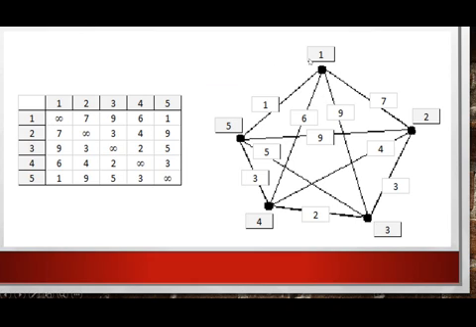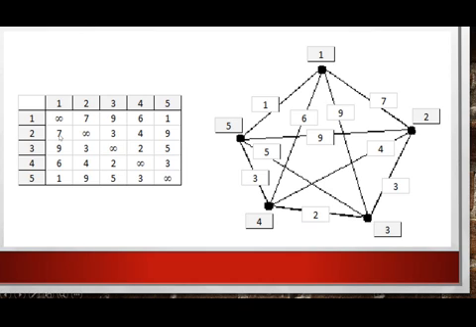Okay. So 1 to 1 will be infinity. From 1 to 2, what is the cost? 7. So 1 to 2, 7. 1 to 3 is 9. 1 to 4 is 6. 1 to 5 is 1. Okay. Whether I travel from 1 to 2 or 2 to 1, the path is the same, right? It is an undirected graph. If it is an undirected graph, whether I travel from 1 to 2 or 2 to 1, it is the same. So like 1 to 2 was 7, 2 to 1 will be the same line.